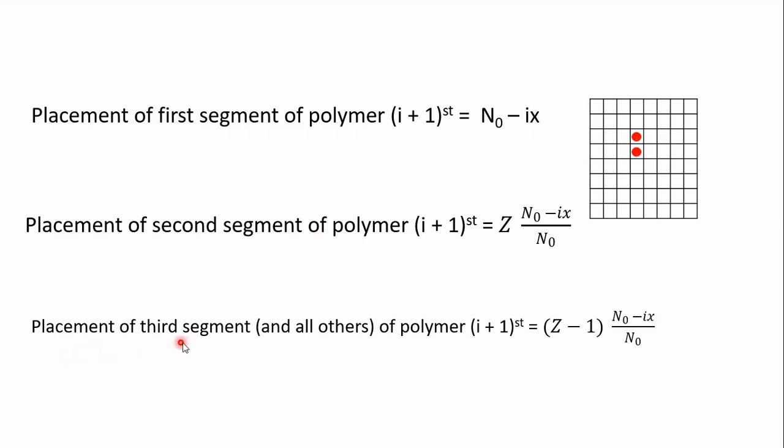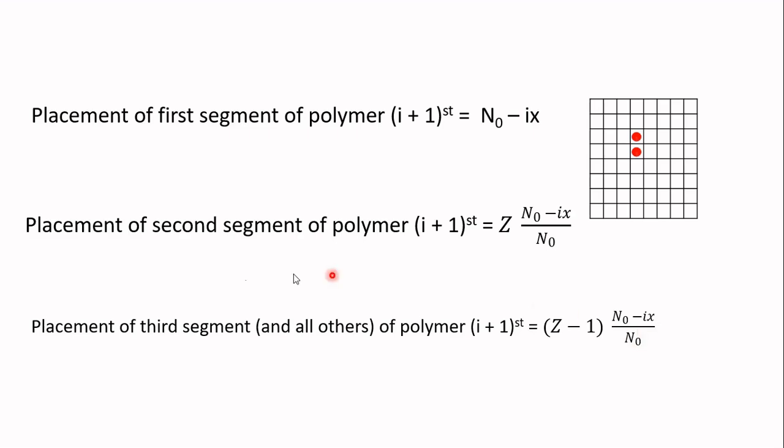Now you consider the placement of the third segment and all other segments of the i plus first polymeric molecule. It can be done in the vacant sites denoted by Z minus 1 into N0 minus ix divided by N0. So if you look at the placement of the second segment, the available sites are Z into N0 minus ix divided by N0. That is, this is the probability factor and this is the coordination number. But in case of the third segment and all other segments, the vacant sites are Z minus 1 into the probability factor N0 minus ix divided by N0.